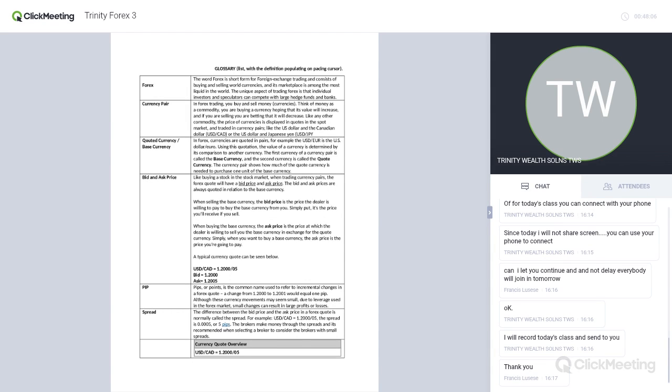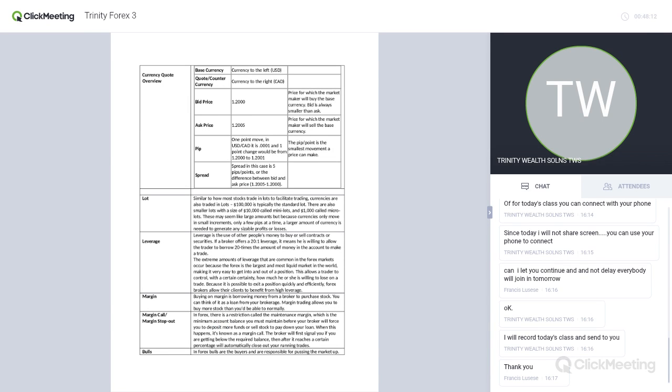Just for us to understand the terms we've already covered. From that pair USD CAD, the base currency is the USD, the currency to the left of the slash. The quoted currency is CAD, the currency to the right. The bid price is the price at which you're selling, the price at which you're trying to be filled. Bid price is 1.2000, the price at which the market maker will buy the base currency.